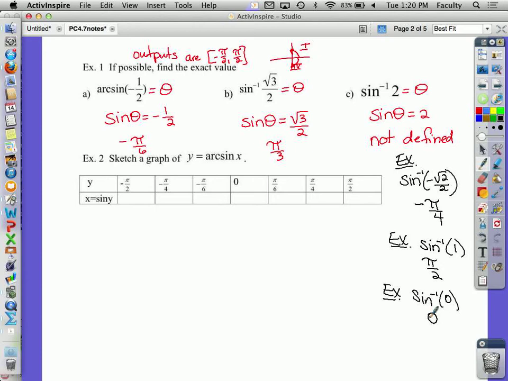Okay, example 2 says sketch a graph of y equals arc sine x. So I'm going to rewrite this as x equals the sine of y. The sine of y equals x. So what's the sine of negative pi over 2? Negative 1. If I do the sine of negative pi over 4, that's negative radical 2 over 2. The sine of negative pi over 6 is negative 1/2. The sine of 0 is 0. And this is 1/2, radical 2 over 2, and 1.